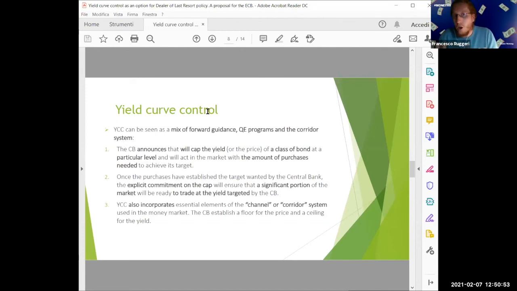And then we have the corridor system, because by putting a cap on the yield, or a floor on the price, the central bank is creating a channel or a corridor system. When the price is going down, the central bank starts to buy. When the price is going up too much, the central bank can start to sell and put downward pressure on the price. So basically, you have these three different policies together in one instrument, in one tool, that is yield curve control, in one program.